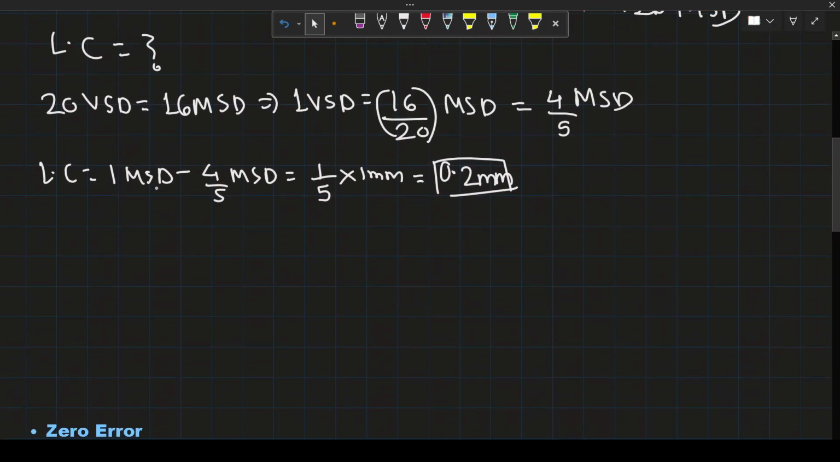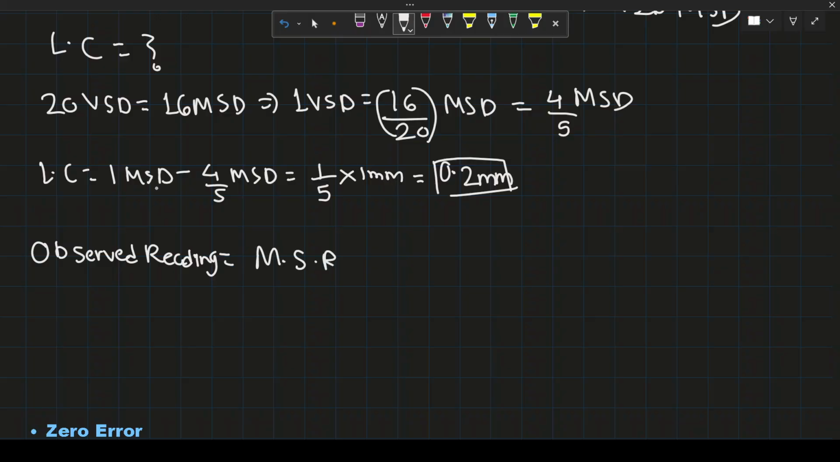This is all about least count. Now if you talk about readings on a vernier scale, your observed reading would be equal to your main scale reading plus your vernier scale reading.